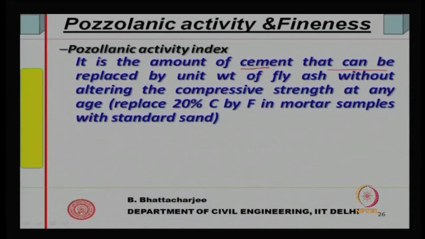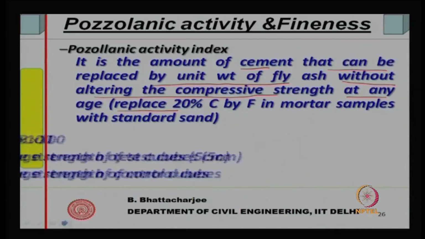It is the amount of cement that can be replaced by unit weight of fly ash without altering the compressive strength at any age. So, let us say replace 20% of cement by fly ash in mortar samples with standard sand. That is how we define it. So, let us say 20% cement can be replaced by fly ash without altering the strength, then this is what the pozzolanic activity index will be.